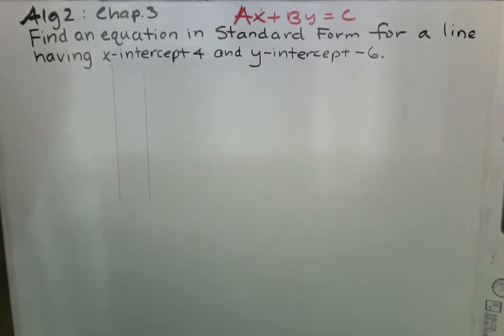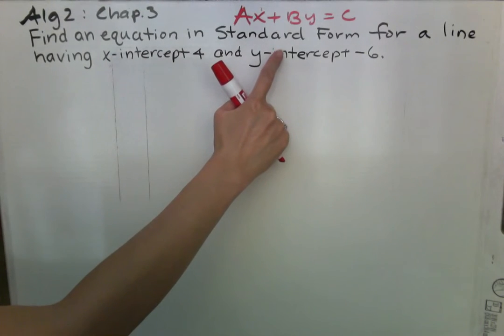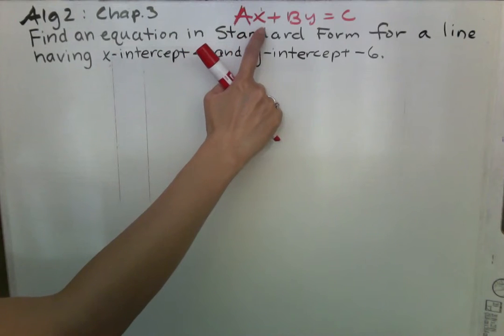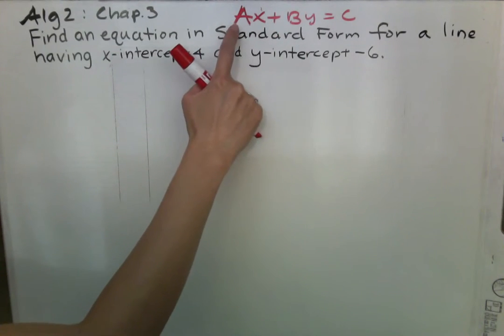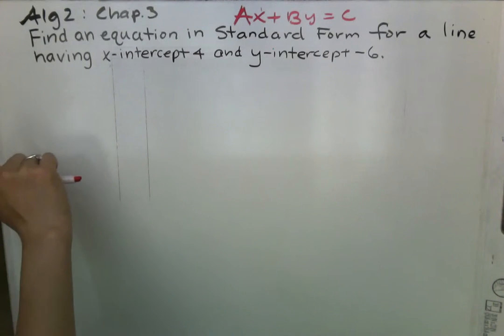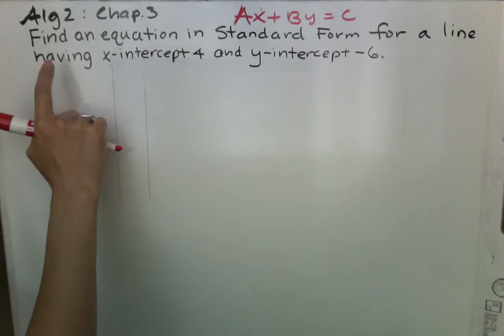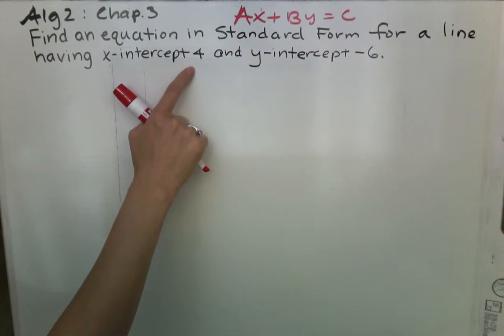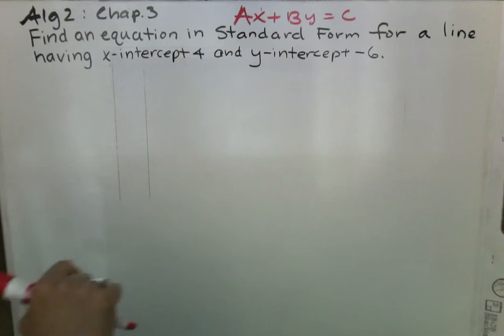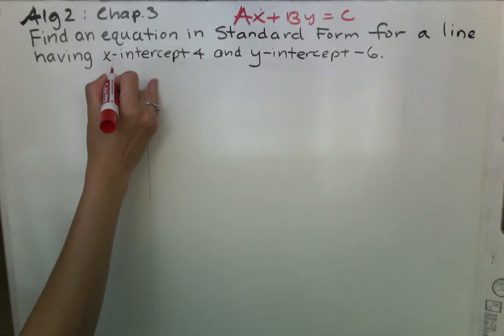All right, let's take a look at this question. It's asking us to find an equation in standard form, and if you remember, standard form is ax plus by equals c, where the coefficients a, b, and c are just numbers. And we're looking for an equation that has a standard form line having an x-intercept of 4 and a y-intercept of -6.